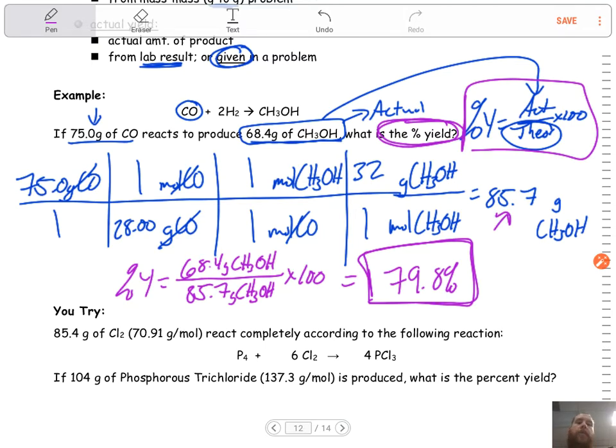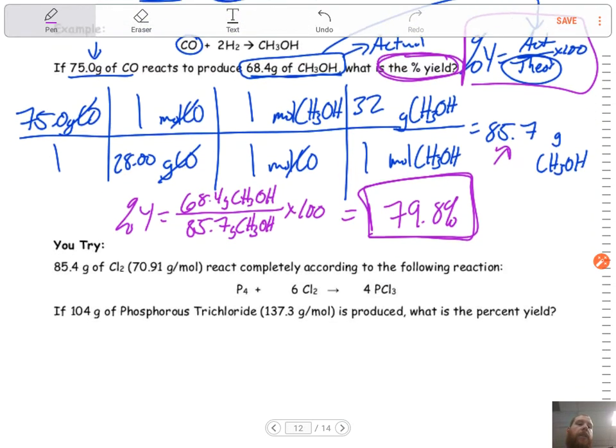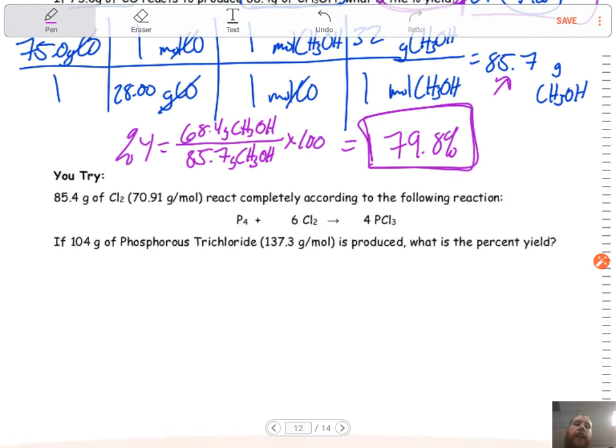Companies who are making products that they're trying to make money from are looking for greater than 90%, so they're not wasting money. If you're in a research facility and you're trying to isolate a new compound, 80% is very, very good for a percent yield. So it kind of depends on the situation, but that's how we go through and figure it out. So I want you guys to pause the video, do the you try problem right here, then you can come back and watch me solve it for you in a minute or two.